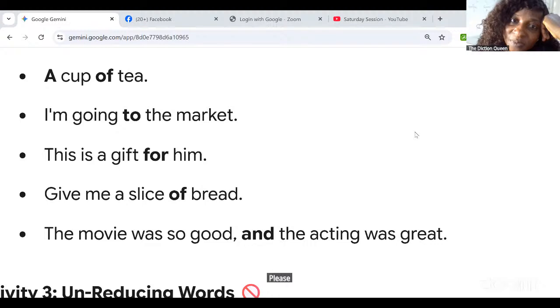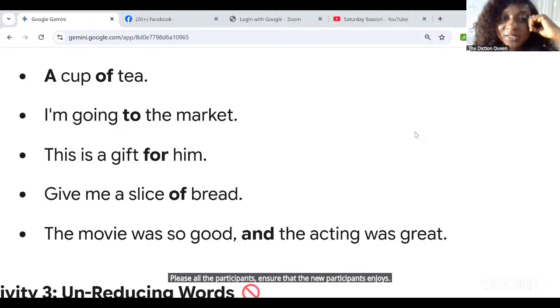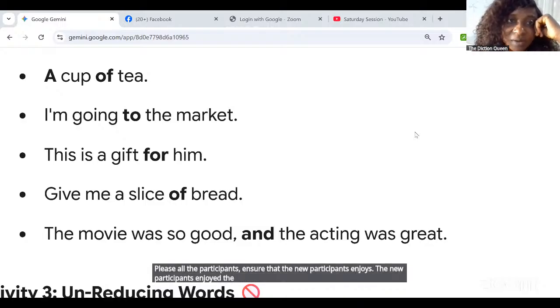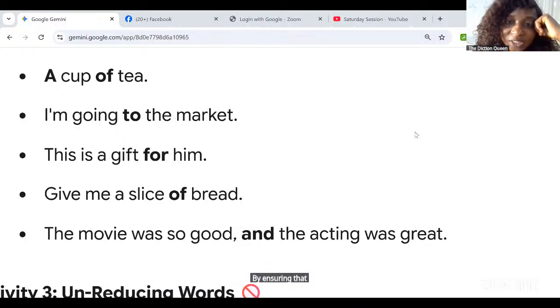Old participants, please ensure that the new participants enjoy the session by making sure you're not just quiet in your room. If you need help, click on the help button. Please join the room.